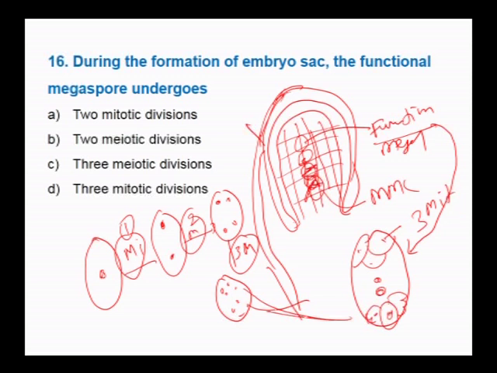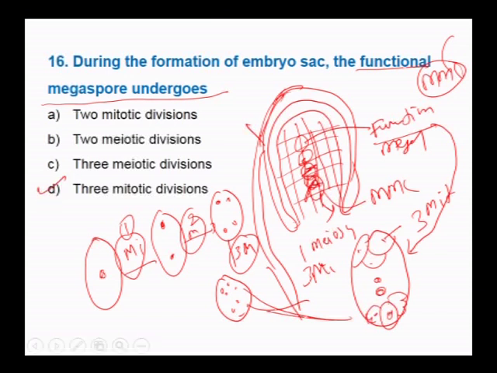Suppose if the question starts with a megaspore mother cell, then it should include 1 meiosis and 3 mitosis. Embryo sac from a, if the question is megaspore, instead of megaspore, functional megaspore, if it is megaspore mother cell, then answer should be 1 meiosis, 3 mitosis. For the given question, 3 mitotic divisions.